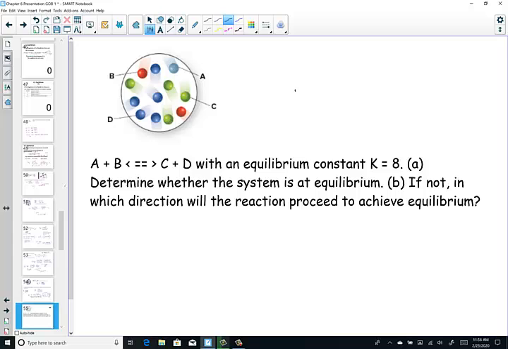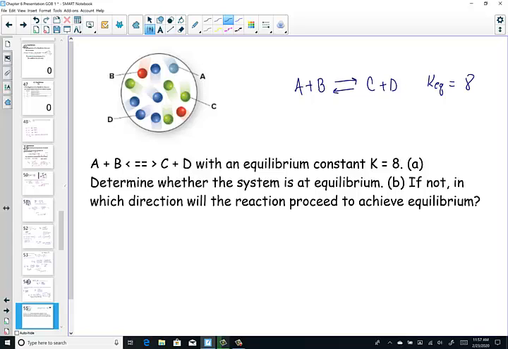Here's an equation where A plus B forms C plus D. And when it's at equilibrium, the constant comes out to be 8. Let's determine if we're at equilibrium, and if not, which direction should it proceed to achieve equilibrium? We've got some counting to do.